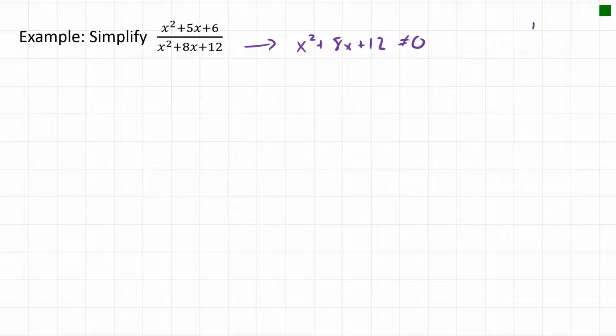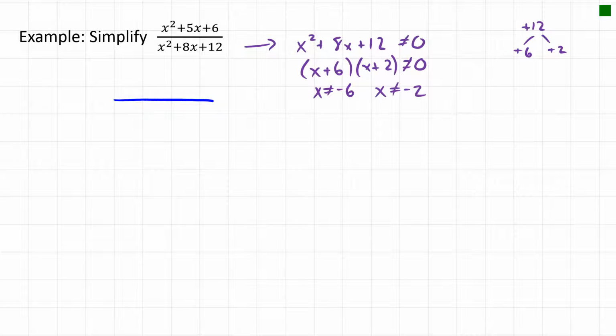So we need two numbers that multiply to positive 12 and add to 8. Well, that would be plus 6 and plus 2. So we have x plus 6 times x plus 2 is not allowed to be equal to 0. In other words, x is not allowed to be equal to negative 6 or negative 2. So those are my non-permissible values. And once we've done that, we're going to go back to the fraction and simplify.